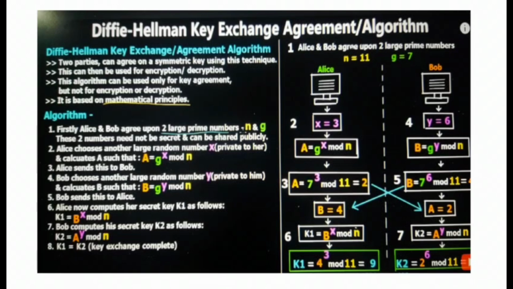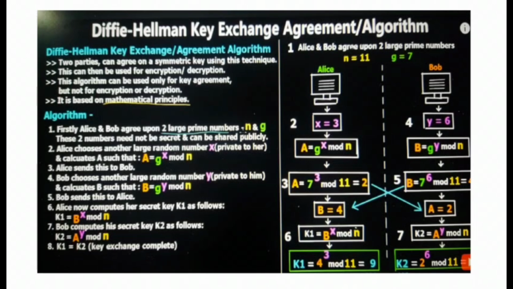Now step 3, Alice sends this to Bob. You can see the blue arrow of A, which goes to Bob. A is equal to 2, and again this is on an insecure network, so any third person can read and take the value equal to 2. Even though A is sent over an insecure network and the key is private to both, we can see that it works.